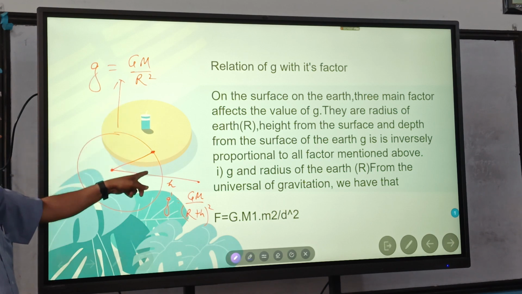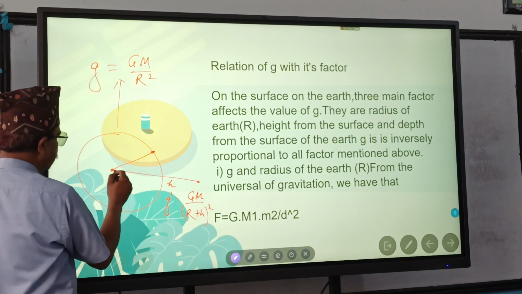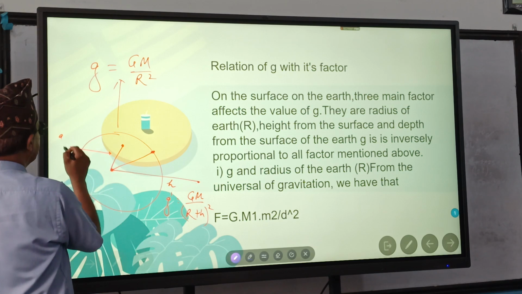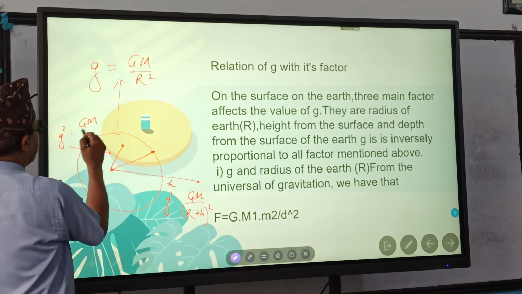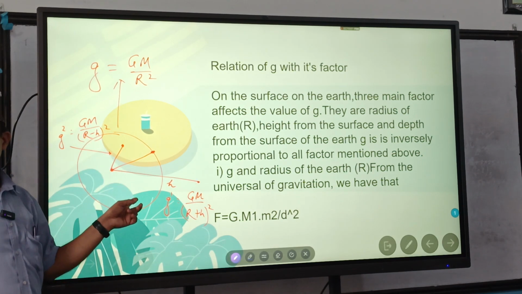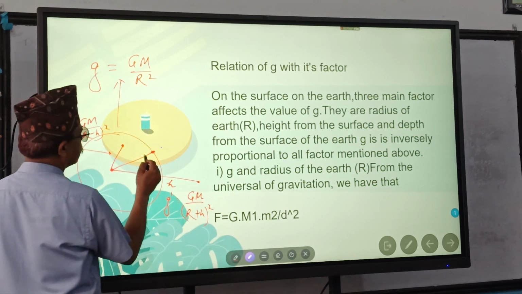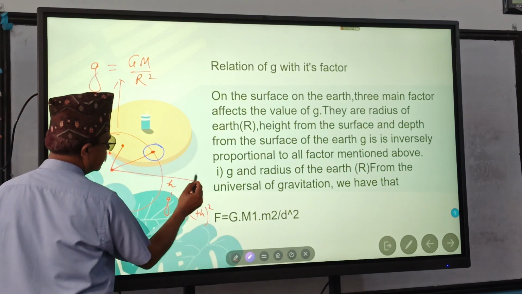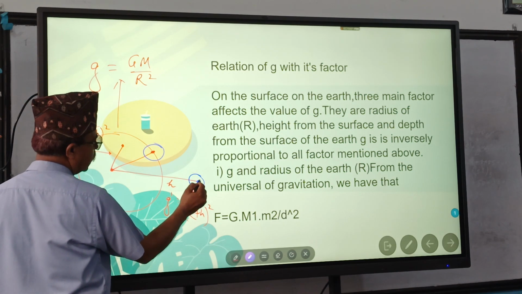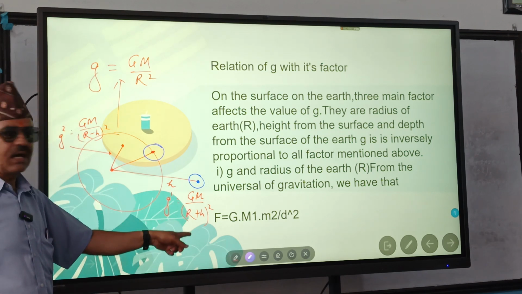On the surface, at a certain height. Next one, inside. Suppose another body lies here. For this body, what is the formula? GM by (R minus H) whole square. Because it lies inner, or not? This body lies on the surface. This lies at some altitude, like if one object or a person is at the top of Mount Everest, then which formula can be applied? g prime equals GM by (R plus H).